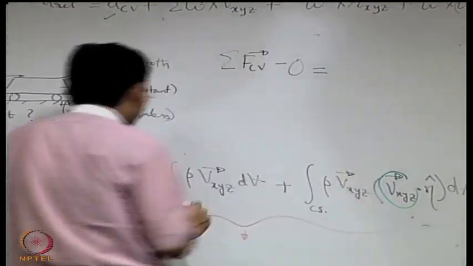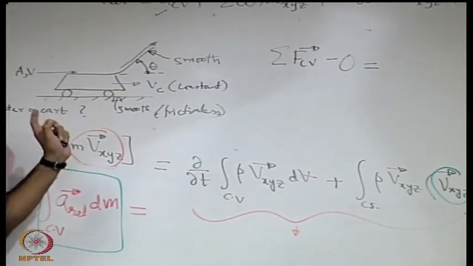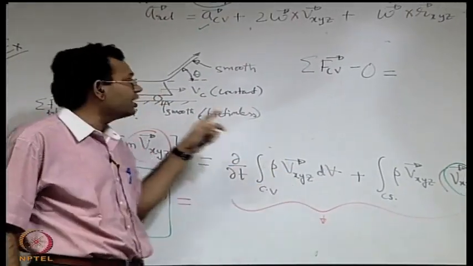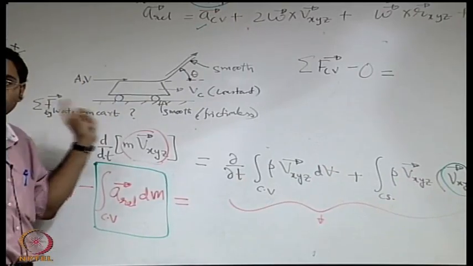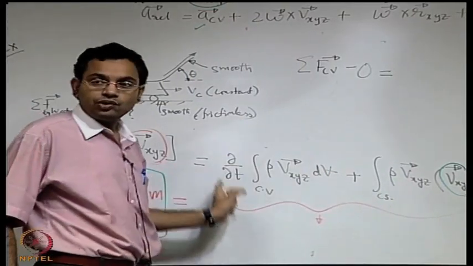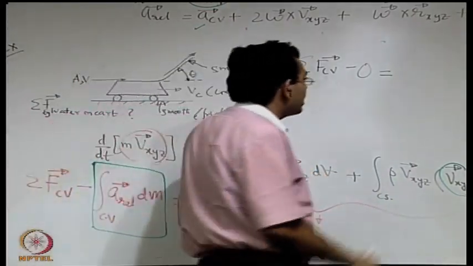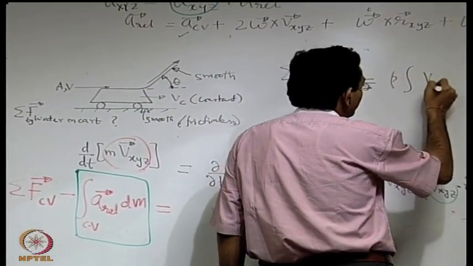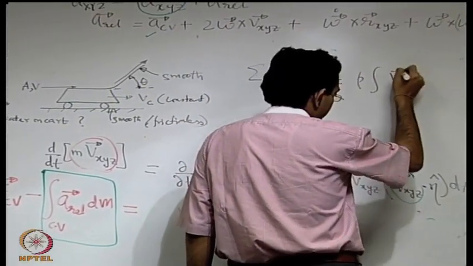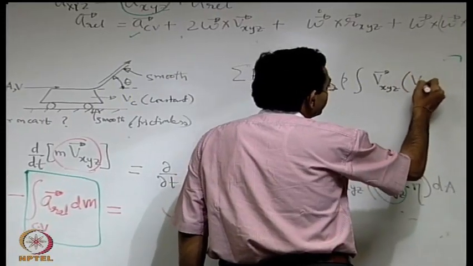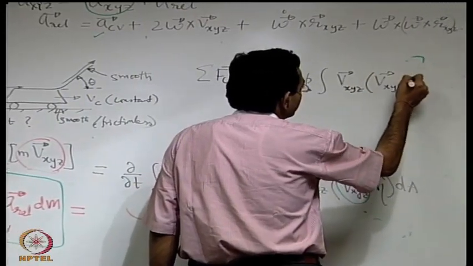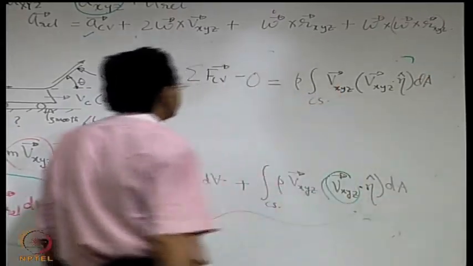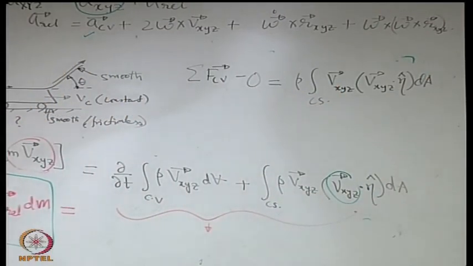And the right hand side, if you consider it to be a steady situation where the velocity is not changing with time, and the density we are considering to be constant, this term will go away and you are left with the last term, that is rho integral of v small xyz into v small xyz dot eta dA.